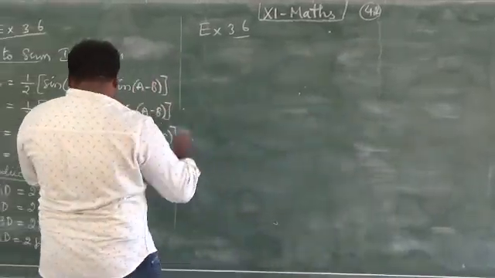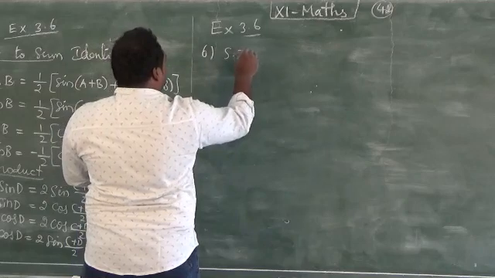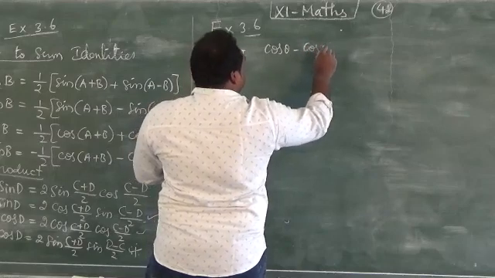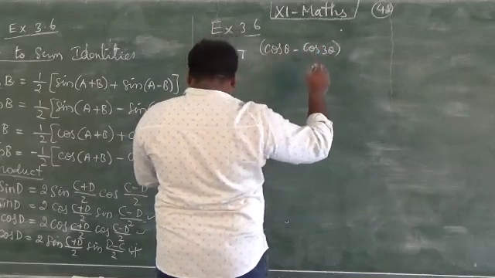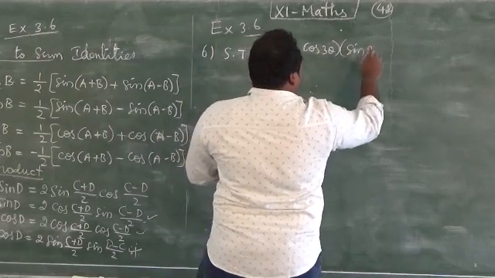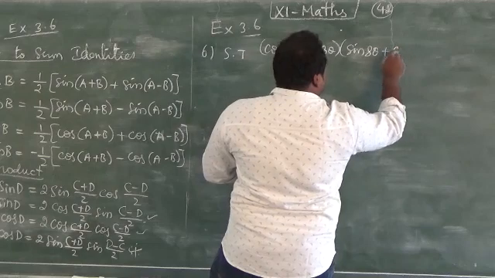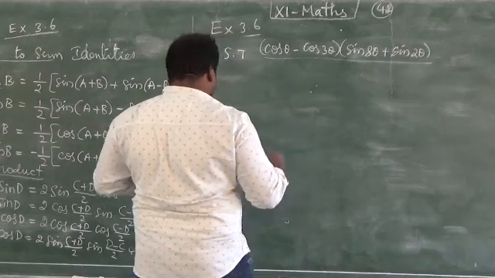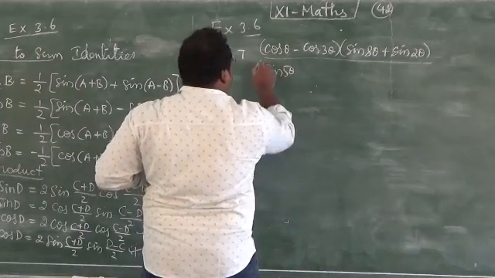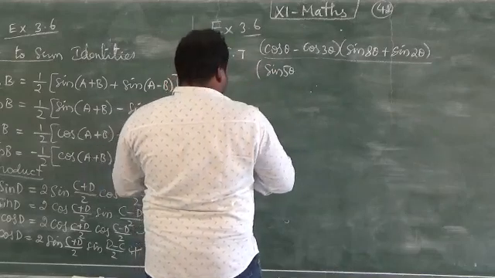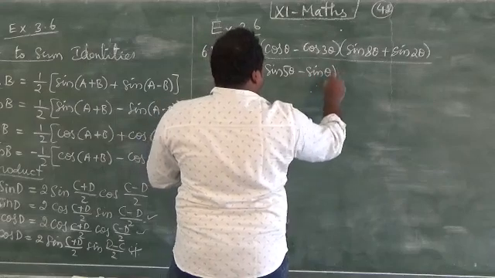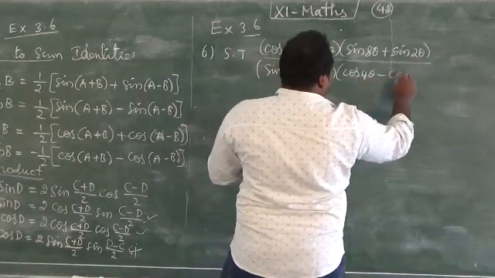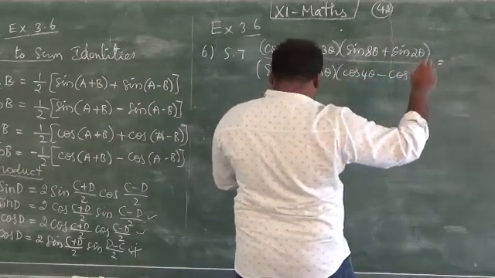Question number 6 is, show that (cos theta minus cos 3 theta) into (sin 8 theta plus sin 2 theta) divided by (sin 5 theta minus sin theta) into (cos 4 theta minus cos 6 theta) equal to 1.